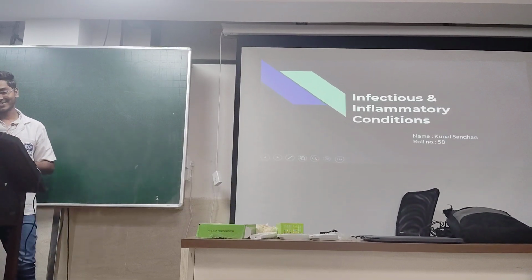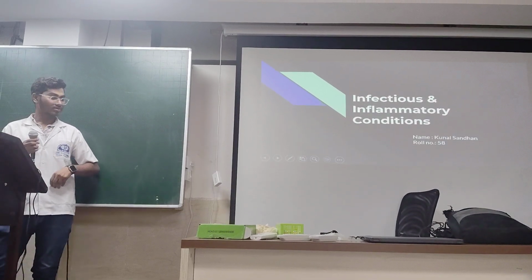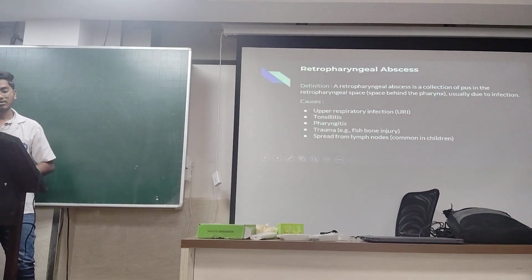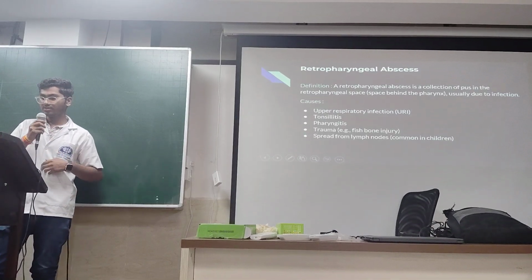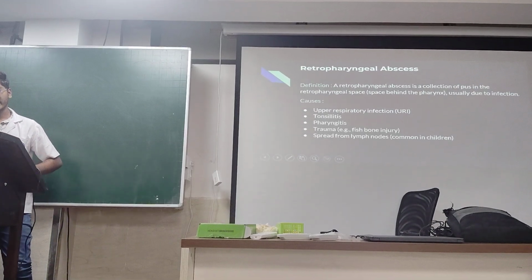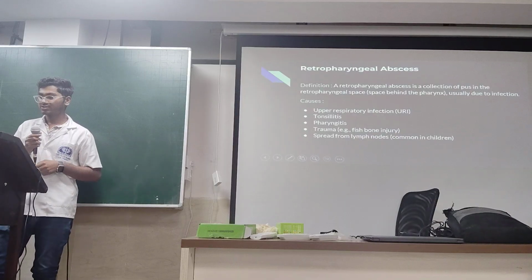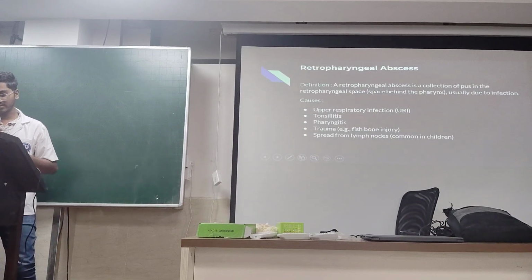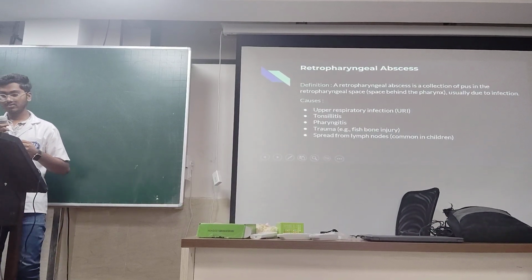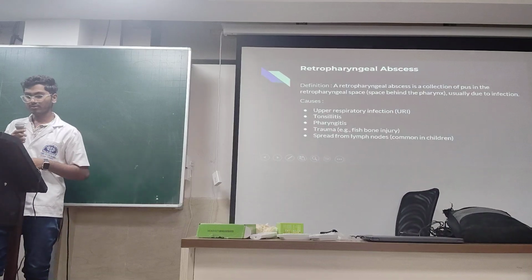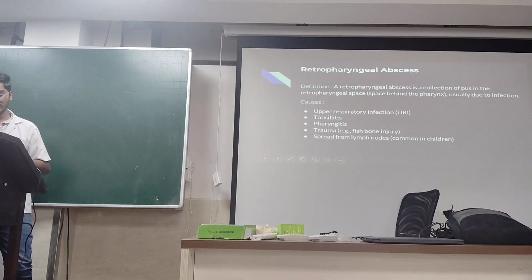Today I will be discussing infectious and inflammatory conditions. First of all, I will be discussing retropharyngeal abscess. Retropharyngeal abscess is a collection of pus in the retropharyngeal space, that is the space behind the pharynx, usually due to infection. Causes of retropharyngeal abscess.